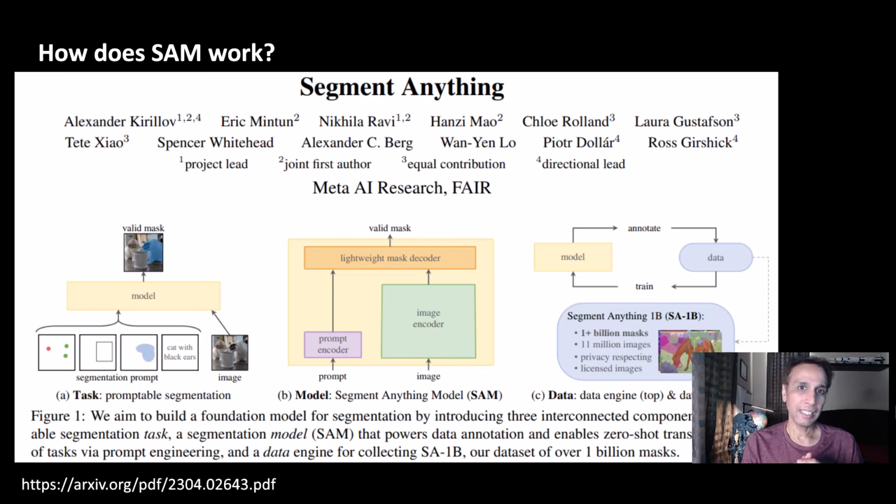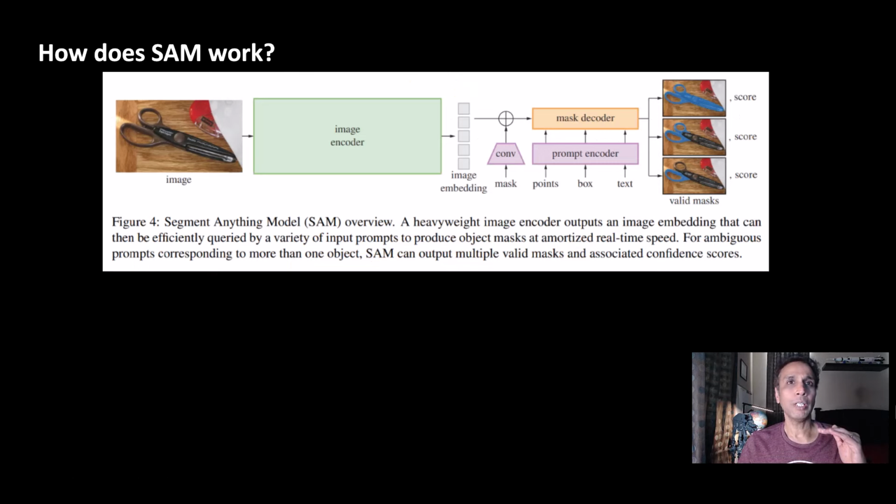The input that actually goes in is two inputs, like we just saw here. So there is a prompt and there is an image, and they both go into this lightweight mask decoder, and it generates this valid mask. Now, we'll get one level deeper. I'm not going to go too deep, but one level deeper. So you have an input, in this case, scissors, and that image gets encoded by an image encoder. So you have an image embedding right there, which is nothing but a vector.